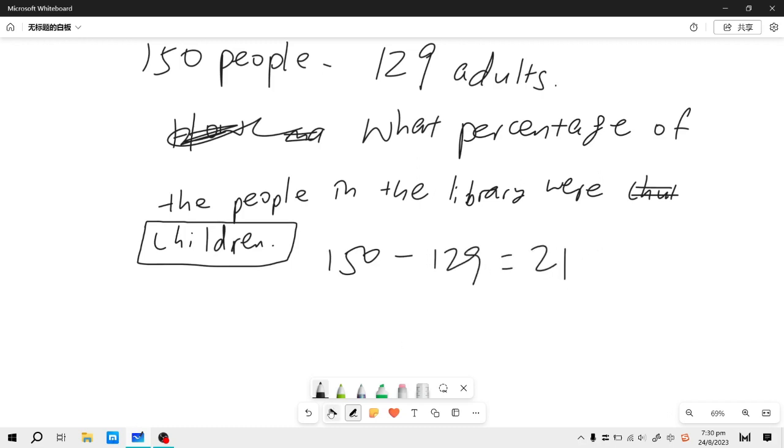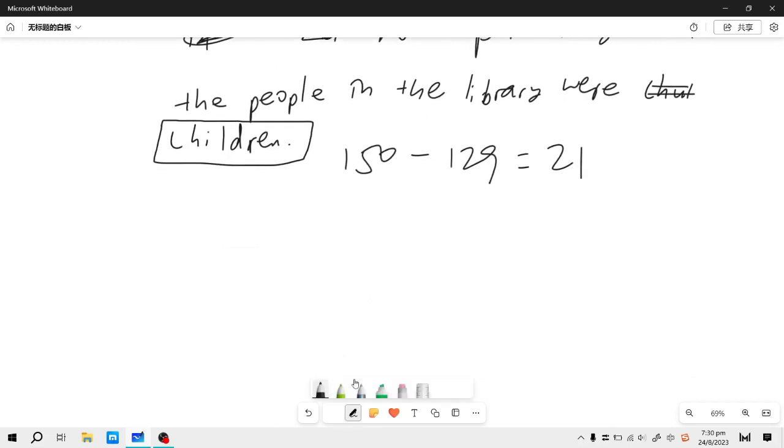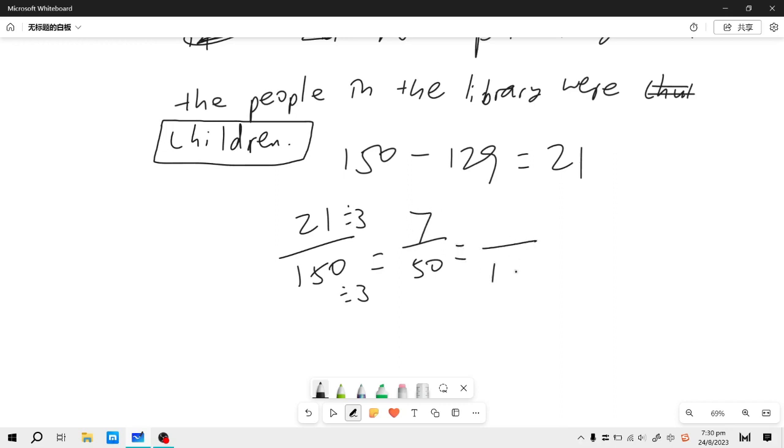So now the percentage over here is 21 out of 150. So how do we make the denominator 100? So now we make it simple. So we divide it by 3. This is 7 over 50. So now we can change it into 100 as a denominator. So 14 out of 100. So our answer is just 14%.